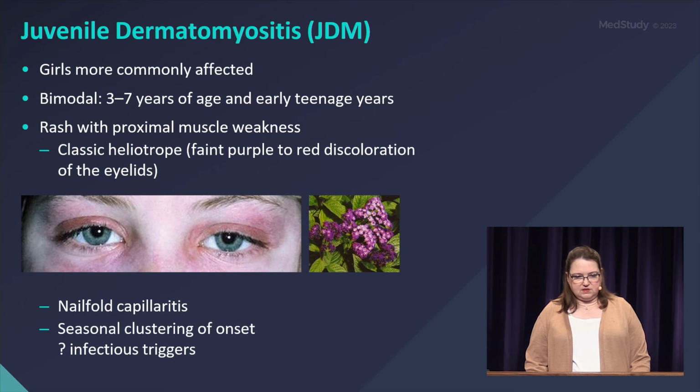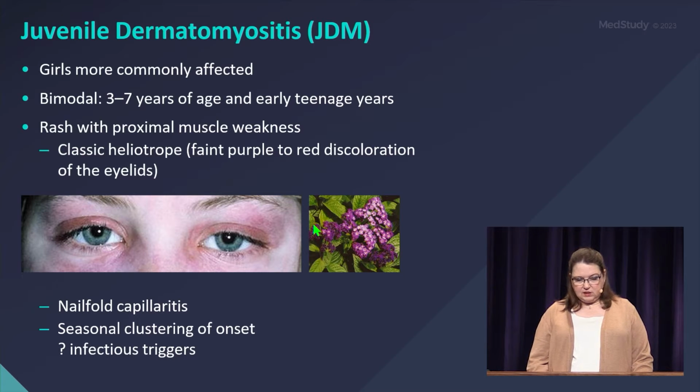One of my favorite vasculitides, juvenile dermatomyositis. This obviously affects the skin and the muscles, as you can tell from the name. Girls are more commonly affected than boys. It has a bimodal distribution, so grade school age kids and then teenage kids. It's characterized by a rash with proximal muscle weakness. You are more likely to have rash without muscle weakness than you are to have muscle weakness without rash.